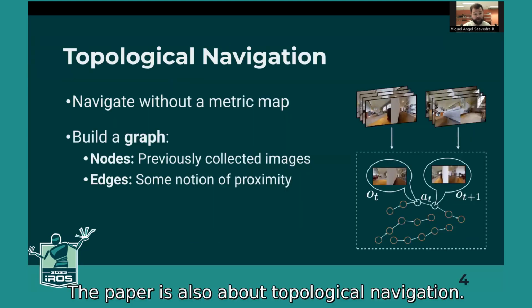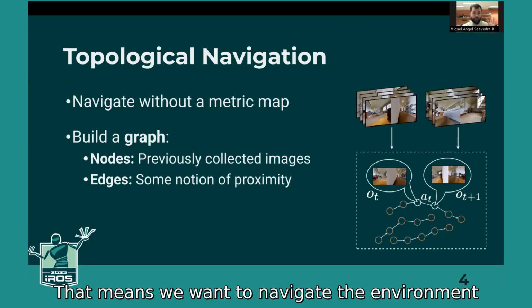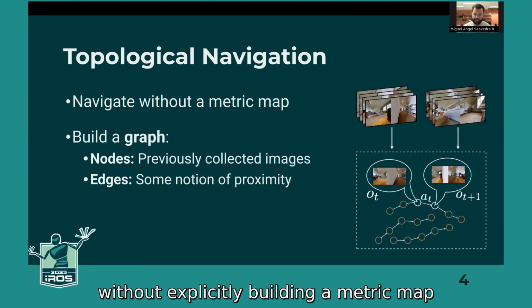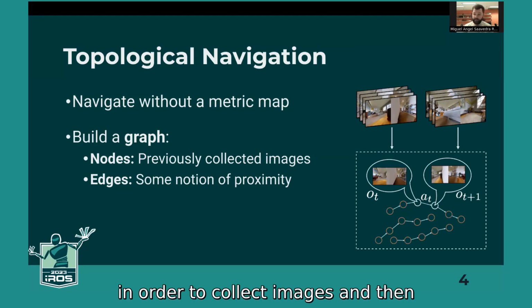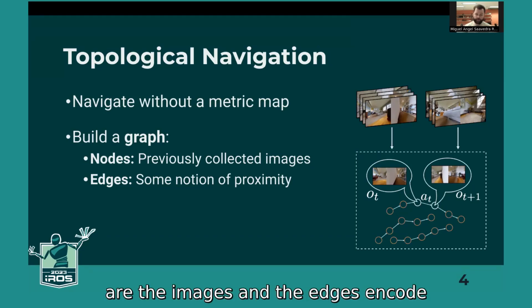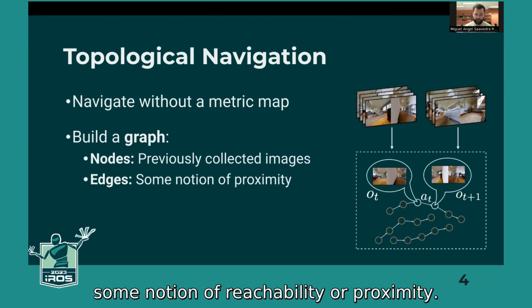The paper is also about topological navigation. That means we want to navigate the environment without explicitly building a metric map. We achieve this by driving the robot around in order to collect images, and then we build a graph where the nodes are the images and the edges encode some notion of reachability or proximity.